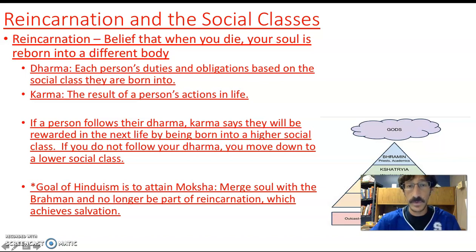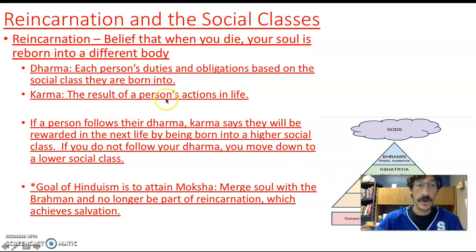If you are a merchant or a landowner, you have certain duties that you have to do in order to be considered fulfilling your dharma. Same thing if you are a warrior or king. If you're doing your duties correctly, you get rewarded in this life either by staying in that same social class in the next life, or moving up if you do really, really well, or moving down. All right, which means that you have to be very, very good to continue to move up where there's fewer and fewer people in these other classes. So if you do well in one life, you can get rewarded in the next life in terms of being a part of these positions.